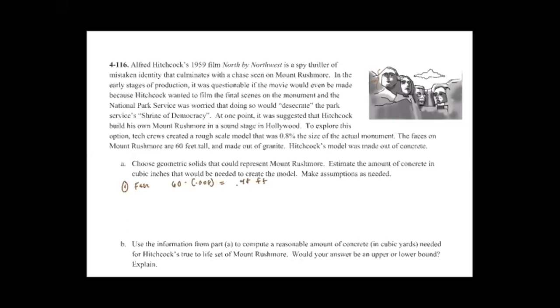So 4 hemispheres, which is 2 spheres, plus the volume of a prism. So that's 1.5 times 3 times 1 plus 2 times 4 thirds pi times 0.24 squared.